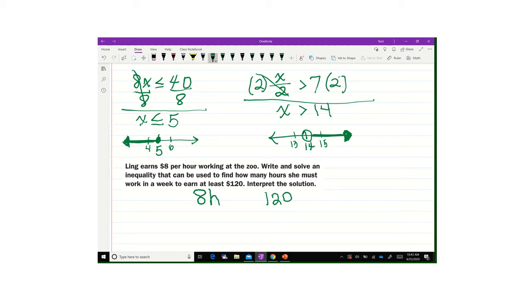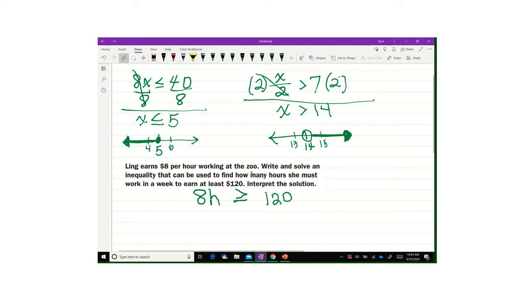At least. This is the smallest amount she wants. So it could be equal, but she wants to make sure that she is getting more than. So this part needs to be greater than 120. Can be equal to 120, but it could also be larger. So that's the inequality we would set up.